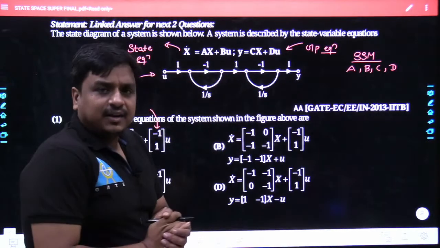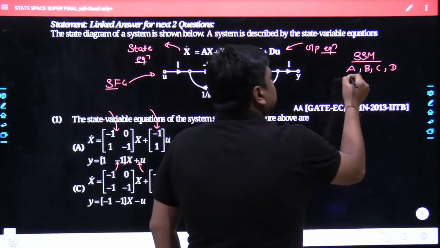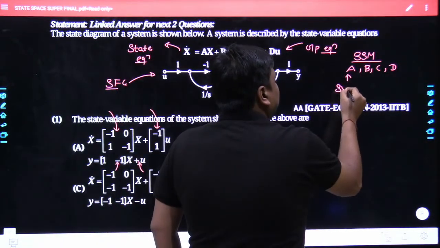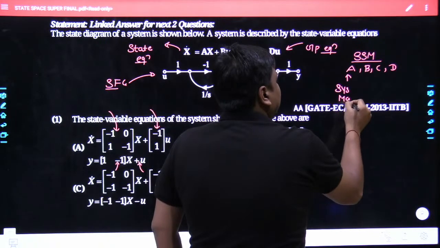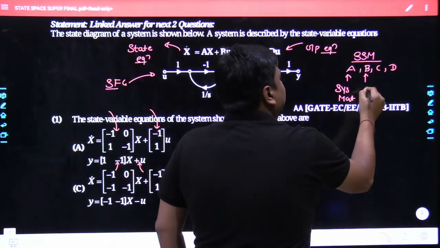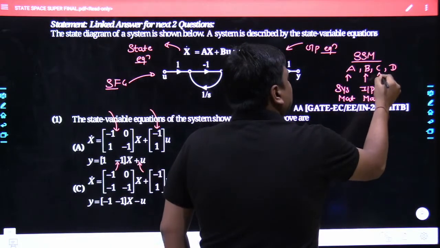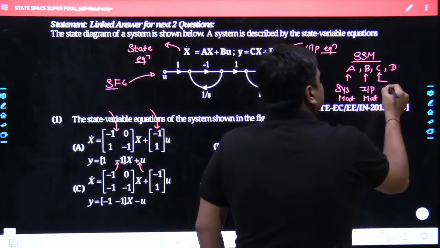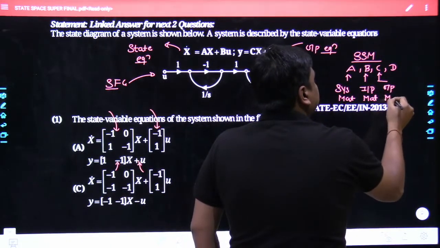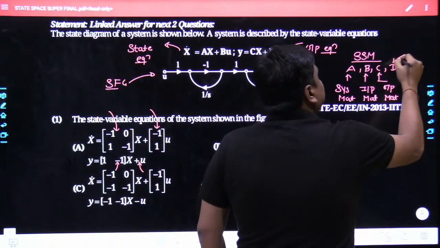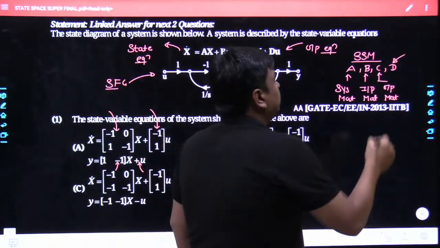May I know what was the matrix A? The matrix A was the system matrix. May I know what was the matrix B? The matrix B was the input matrix. And similarly, what was the matrix C? The matrix C was the output matrix. And may I know what was the matrix D? The matrix D was the feed forward matrix.